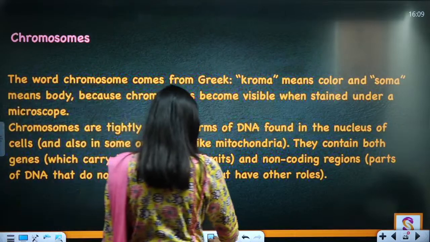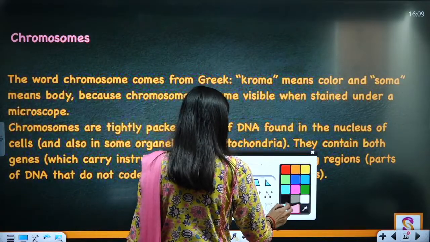Let's explain about the chromosome and then about the error in the chromosome.